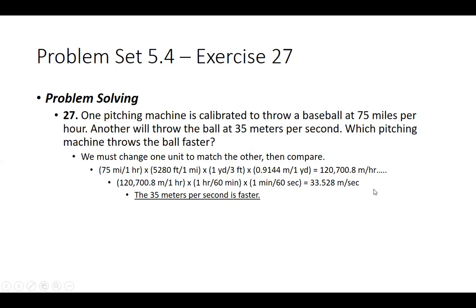Number 27. One pitching machine is calibrated to throw a baseball at 75 miles per hour. Another will throw the ball at 35 meters per second. Which pitching machine throws the ball faster? So again, we have to change one unit to match the other and then compare. Let's change miles per hour into meters per second.